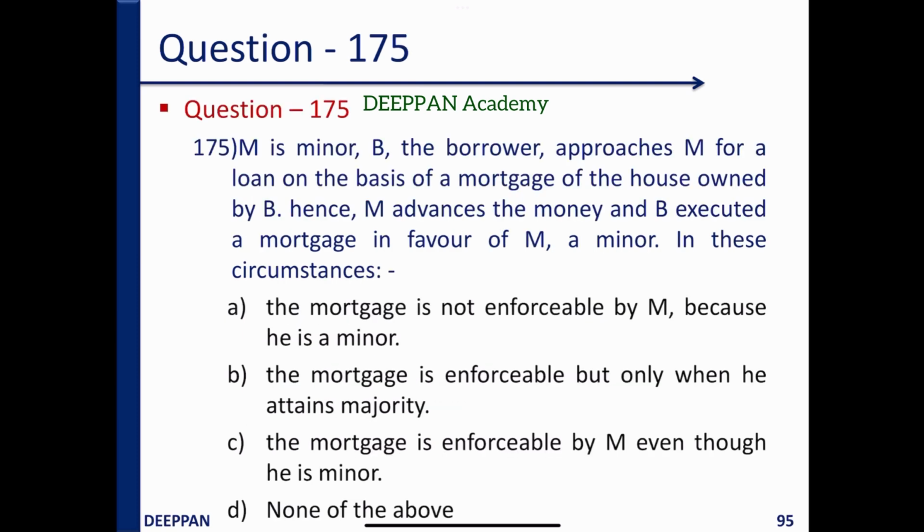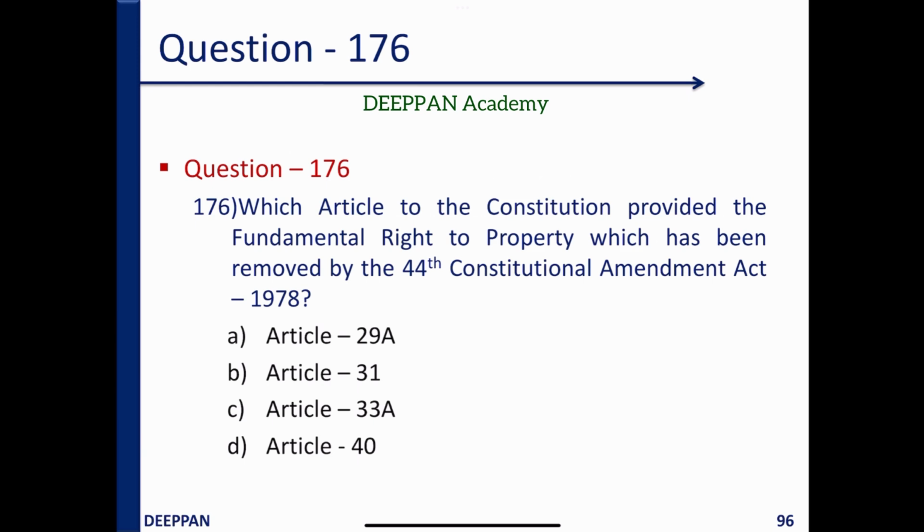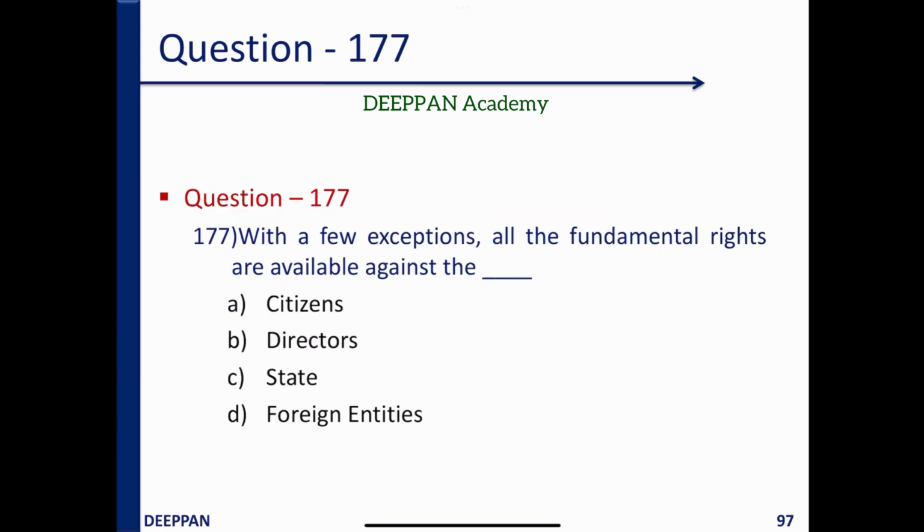M is a minor, B the borrower approaches M for a loan on the basis of a mortgage of the house owned by B. Hence, M advances the money and B executes a mortgage in favor of M, a minor. In these circumstances, the mortgage is enforceable by M even though he is a minor. Which article of the Constitution provided the fundamental right to property, which has been removed by the 44th Constitutional Amendment Act 1978? Article 31. With a few exceptions, all the fundamental rights are available against the state.